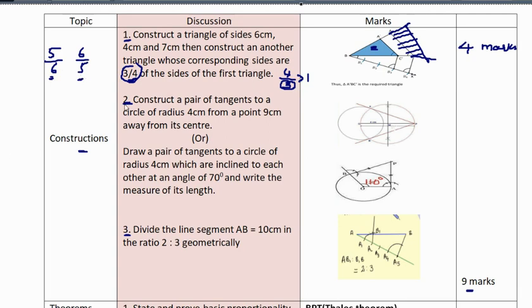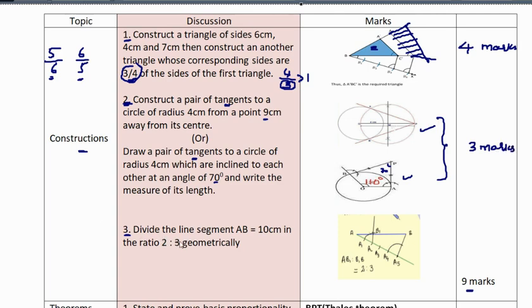The second expected question in constructions is drawing the tangents. There are two types of tangents you can draw. One is a tangent from a point 9 centimeters away from the center, which you can see in the given diagram, and another is tangents inclined at an angle of 70 degrees. So this is the diagram. These two constructions, they may ask any one question. The total weightage is 3 marks for this question.